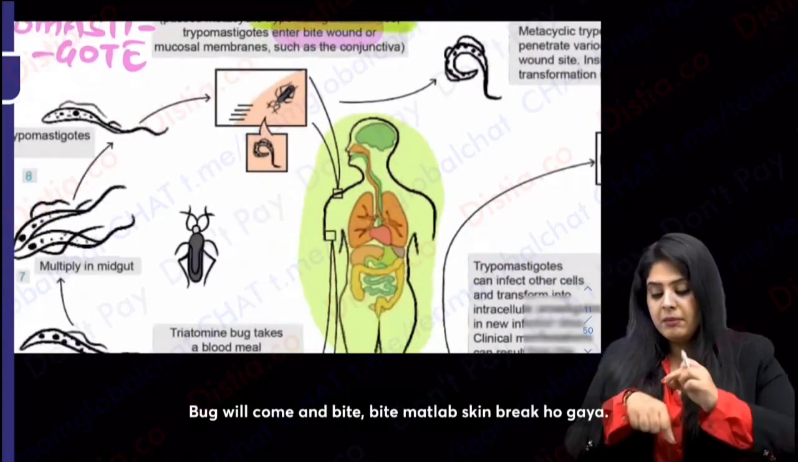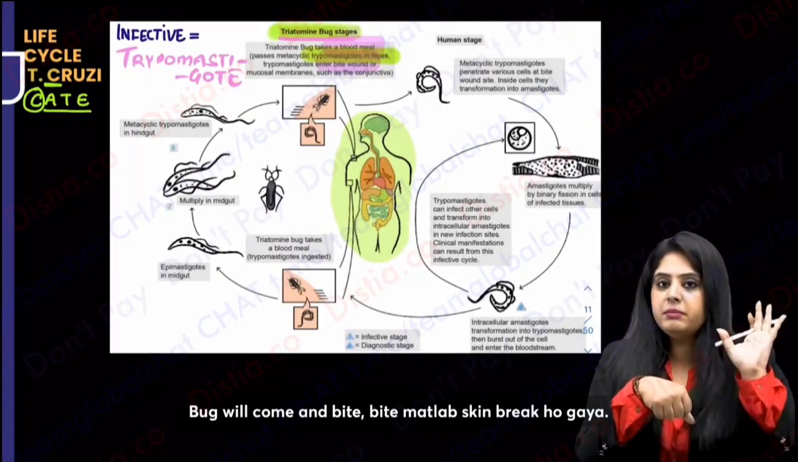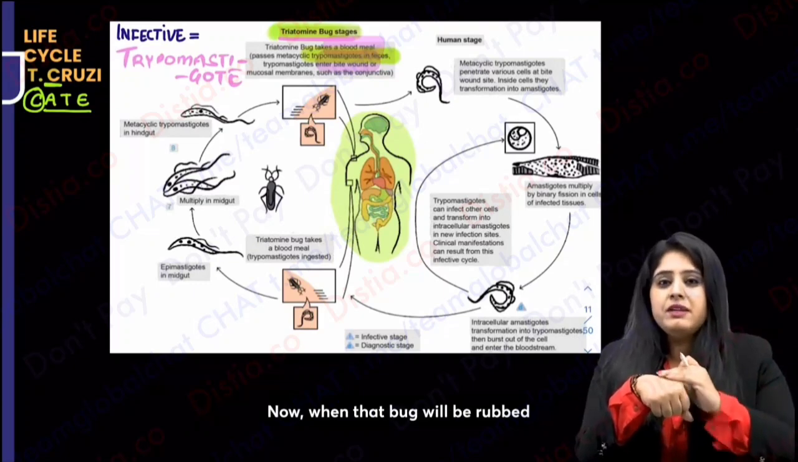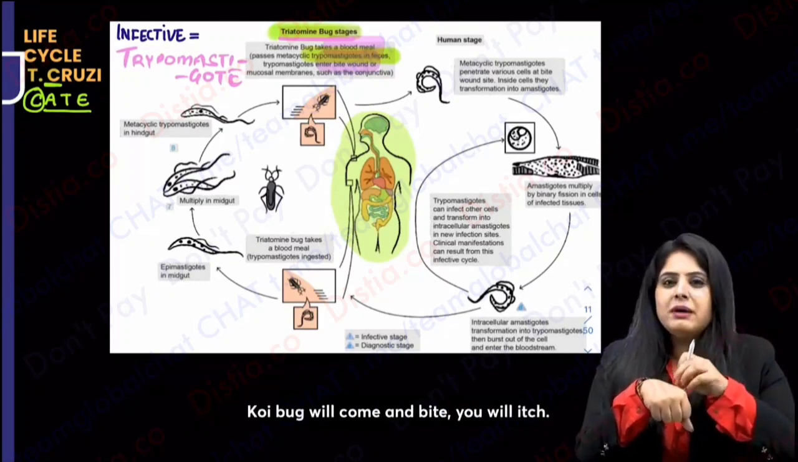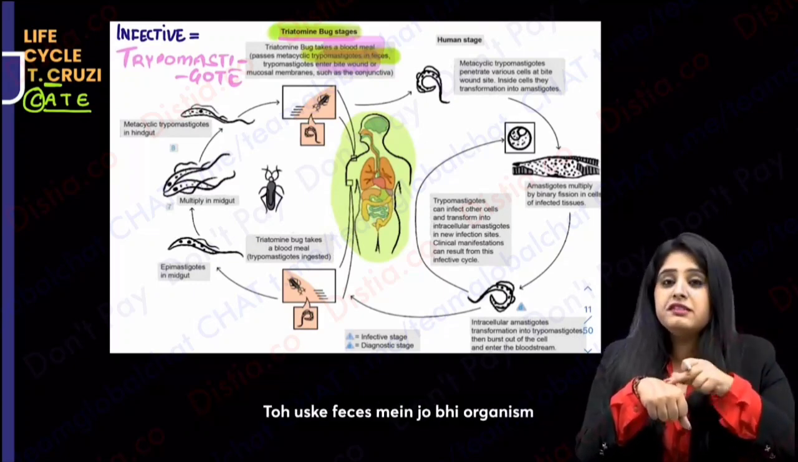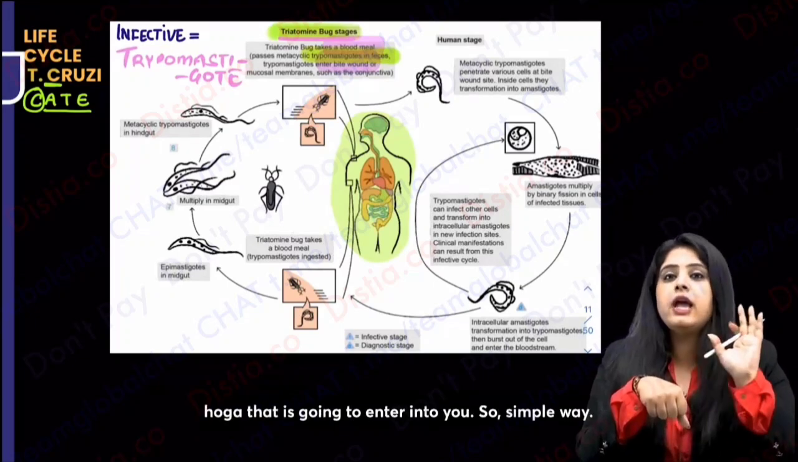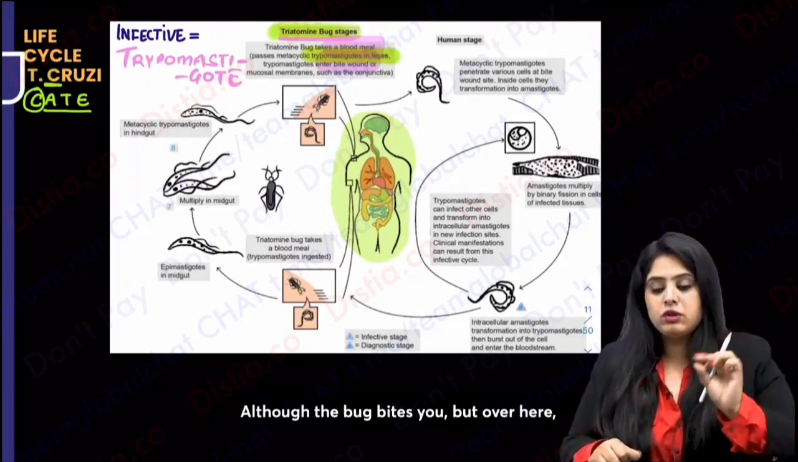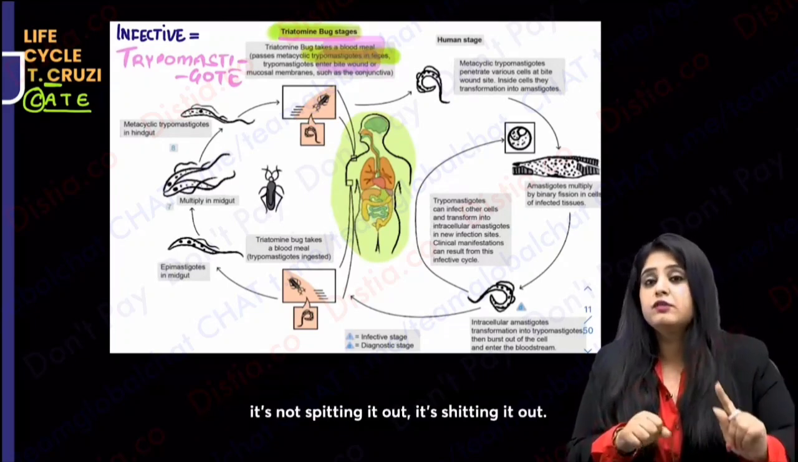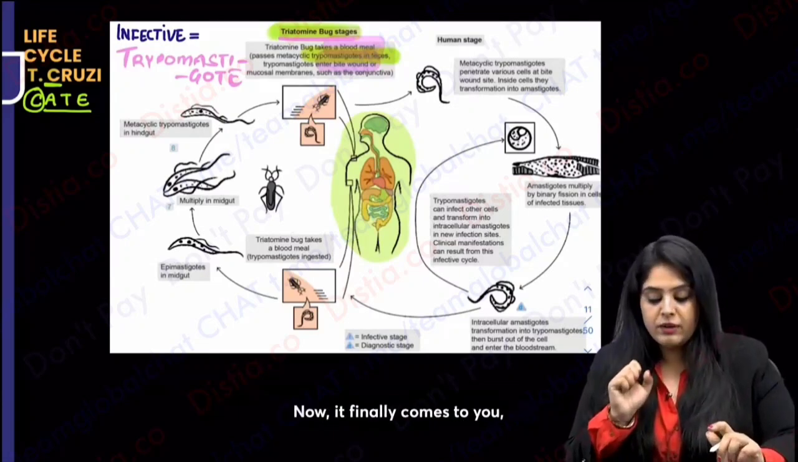So what happens? The bug will come and bite. Bite means the skin is broken. Now when that bug is rubbed, because you will obviously itch when a bug comes and bites you, whatever organism is in its feces is going to enter into you. So the simple way to remember: although the bug bites you, over here it's not spitting it out, it's shitting it out. Now it finally comes to you.